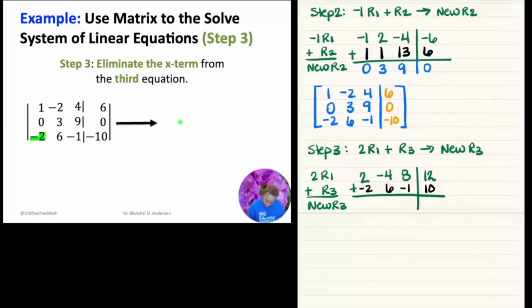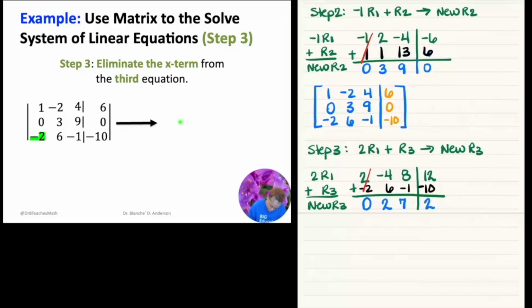And then these cancel, which is what we want, right? These cancel, but I'm going to make sure I write that becomes 0. Negative 4 plus 6, that's going to be 2. 8 plus a negative 1 is going to be 7. And 10 plus negative 10... Excuse me. Y'all see that? Negative 10 plus 12 is going to be 2. So this is my new row 3.